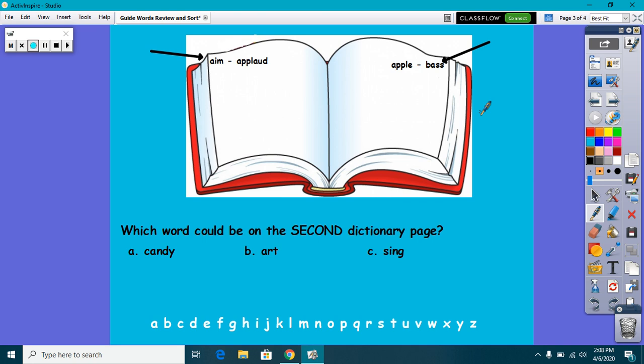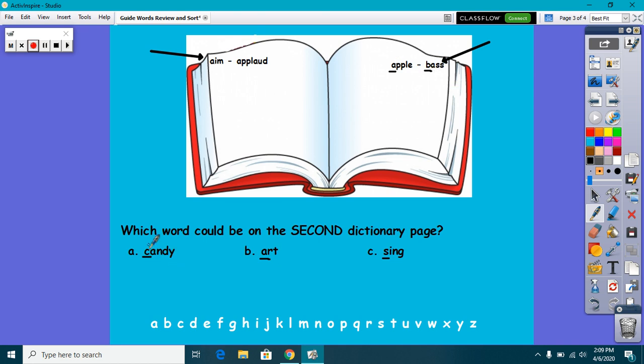Let's try another one. So now it says which word could be on the second dictionary page. Now we're looking here at these guide words. So which one of these words could go between apple and base? Okay, and we know apple starts with A, base starts with B. So here are our choices. Candy starts with C, art starts with A, sing starts with S. So which one of those could be on this page that has A words and B words?